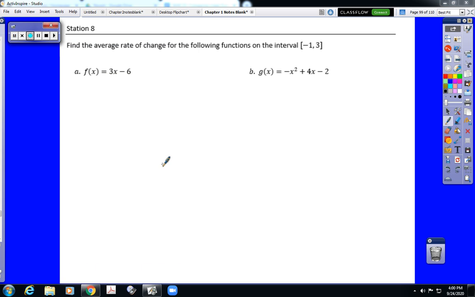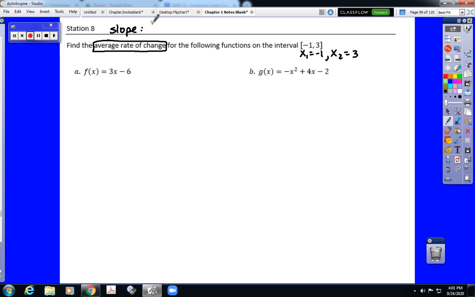Okay, our 8th video out of 11 is going to cover station 8, which is find the average rate of change for the following functions on the interval -1 to 3. That is telling us that we have two x values. x1 is -1 and x2 is +3. We need to find the y values that are associated and then do the average rate of change, which is the slope. This is a fancy word for slope over that interval.